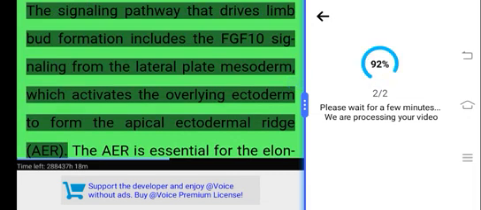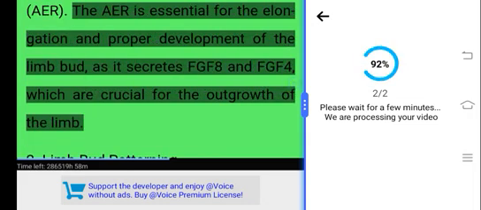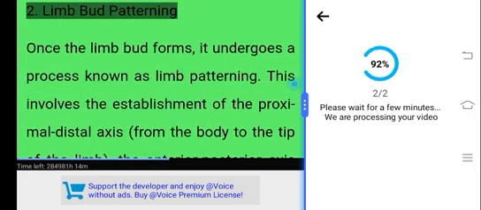The signaling pathway that drives limb bud formation includes FGF10 signaling from the lateral plate mesoderm, which activates the overlying ectoderm to form the apical ectodermal ridge, or AER. The AER is essential for the elongation and proper development of the limb bud, as it secretes FGF8 and FGF4, which are crucial for the outgrowth of the limb. 2. Limb bud patterning.